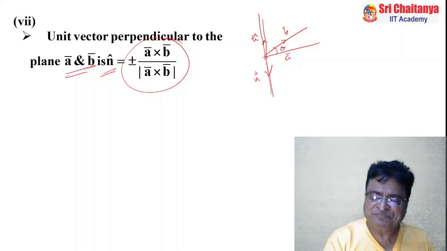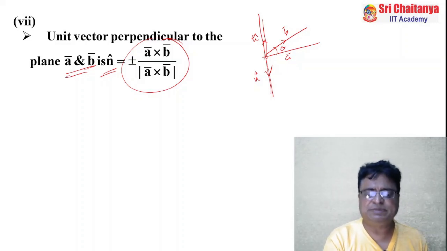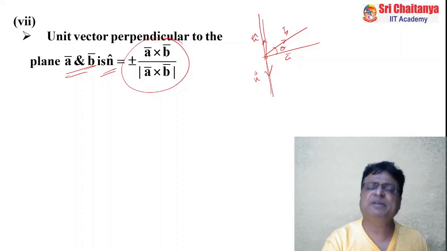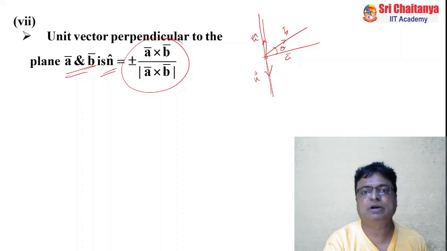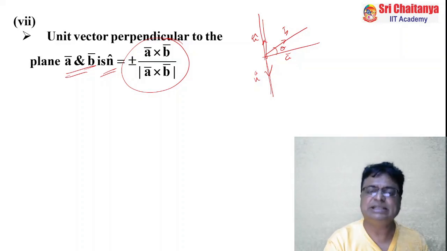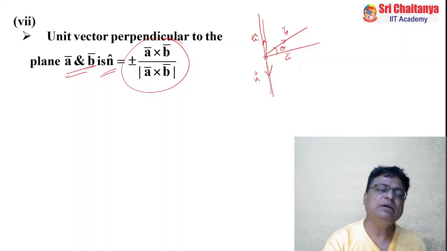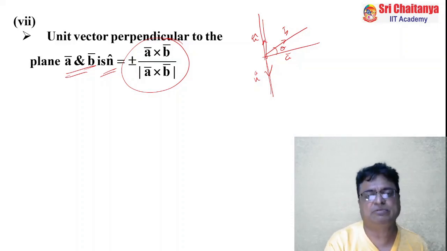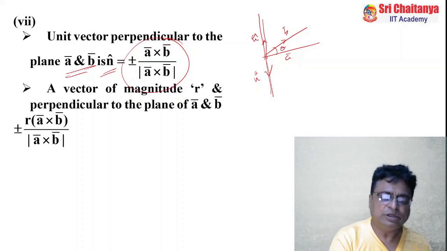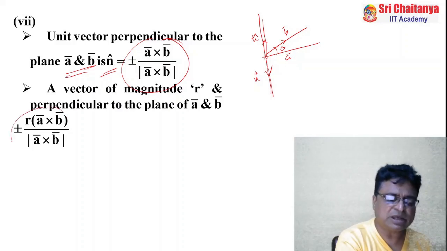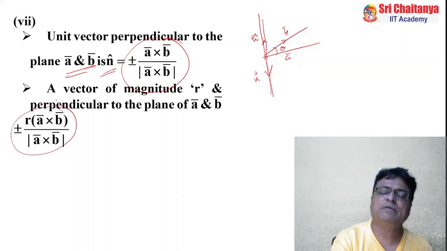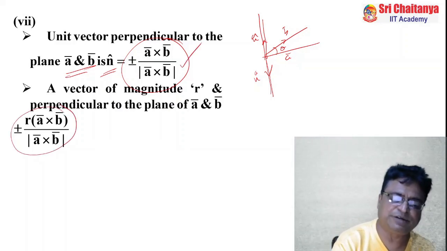Because, you know, this has been derived from the definition only, because mod A bar cross B bar equals mod A bar mod B bar sin theta n cap. From that only we have derived this one. Now, this is plus or minus A bar cross B bar by mod of A bar cross B bar. This is the unit vector.